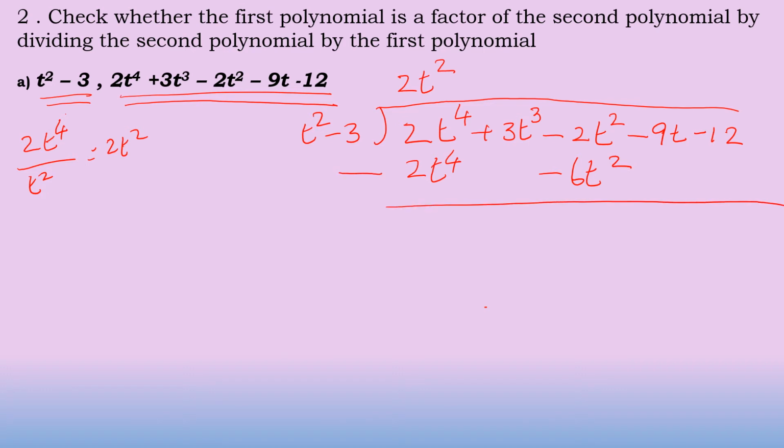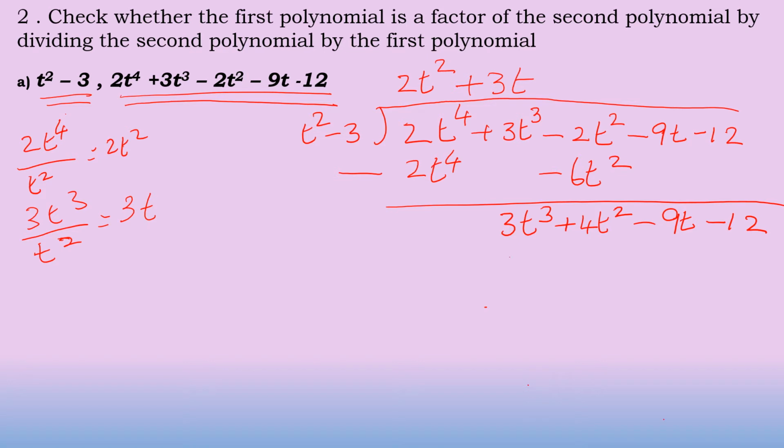Now you can subtract. 2t to the power of 4 minus 2t to the power of 4 will be 0. Now bring down the second term, 3t cube. Minus 2t square minus 6t square will be plus 4t square. Bring down the t term, minus 9t minus 12. So now continue division. 3t cube divided by t square, which is equal to 3t. So write here 3t.